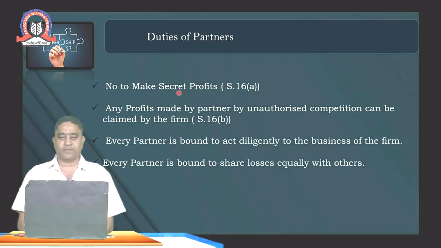Any profits made by the partners through unauthorized competition can be claimed by the firm. So as per the partnership deed, if any profit is made by a partner through this unauthorized competition, then the partnership firm may act against that partner and claim that proportion of the profit. Every partner is bound to act diligently, that means with utmost care, for the business of the firm. As you are aware, the motive of the partnership firm is to make profit. That means you should take utmost care for the smooth running of the partnership firm.